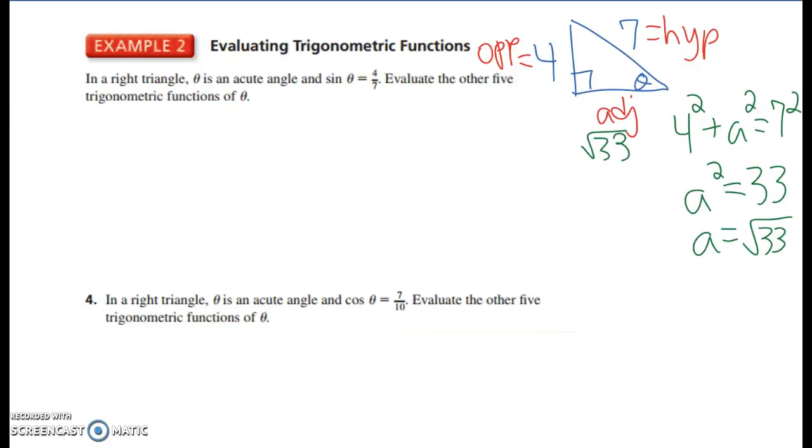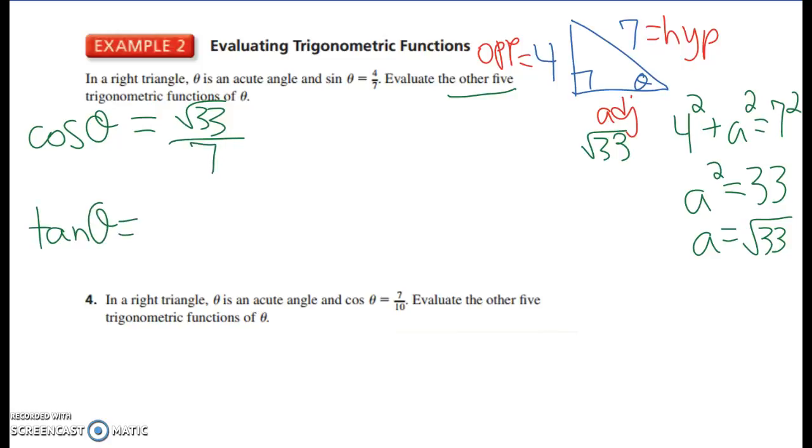So now we want to find the other 5 trig functions. So let's start with cosine. That's going to be adjacent square root 33 over hypotenuse 7. And then let's do tangent. That's going to be opposite, so 4 over my adjacent square root of 33. We do have to rationalize this, and that just means we make it 4 root 33 over 33. We want to get rid of the square root in the denominator.